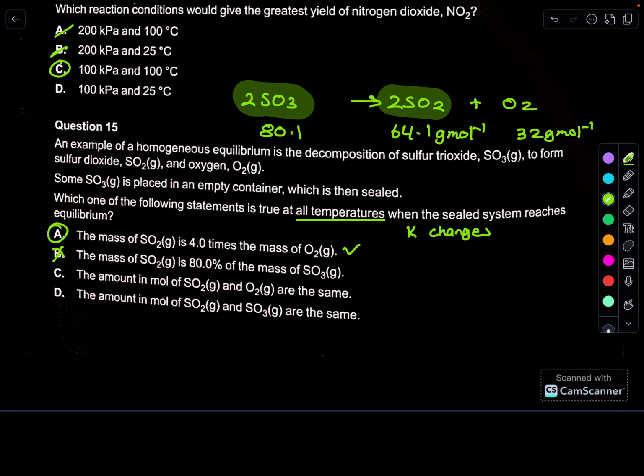Can you see how a lot of students would say, oh okay, the mole to mole ratio is 1 to 1, of course, because 2 to 2. And if I take this 80 times 0.8, I get 64.1. So yeah, it works. Wrong. That's assuming that the stoichiometric ratios are fixed. Well, they're not fixed here.